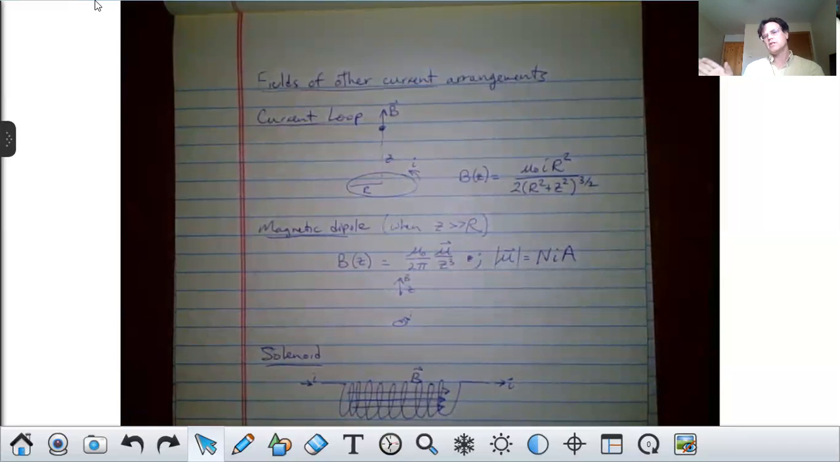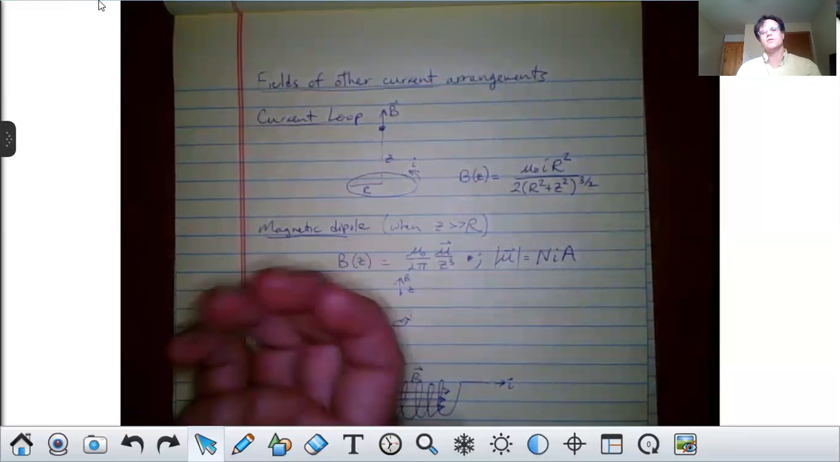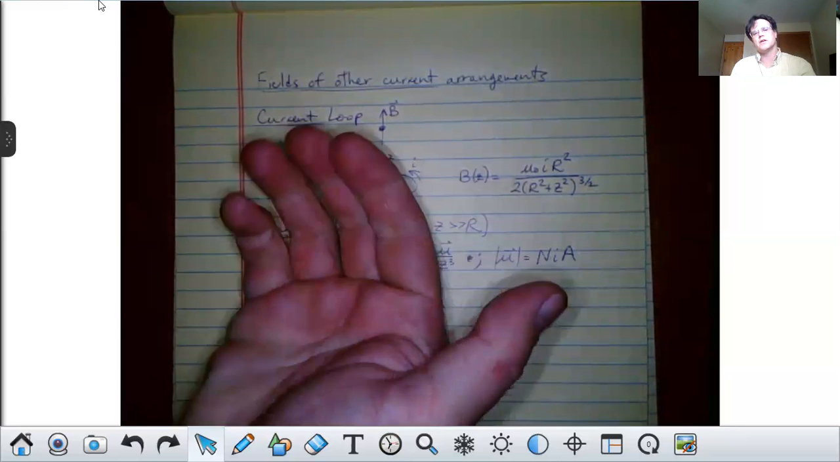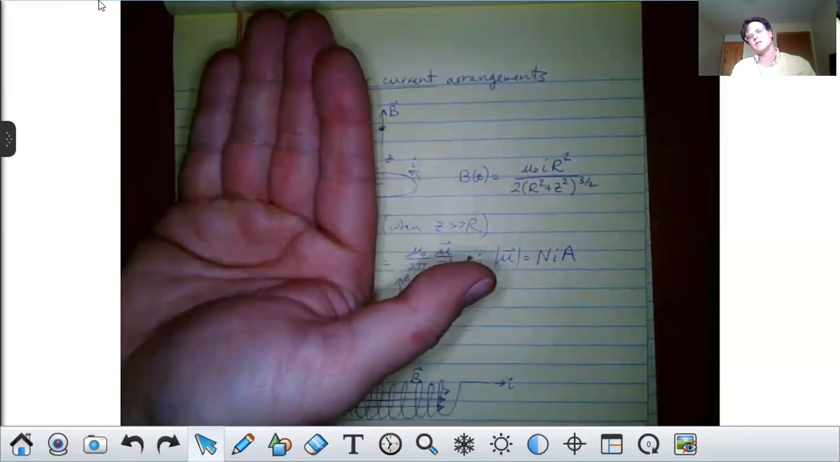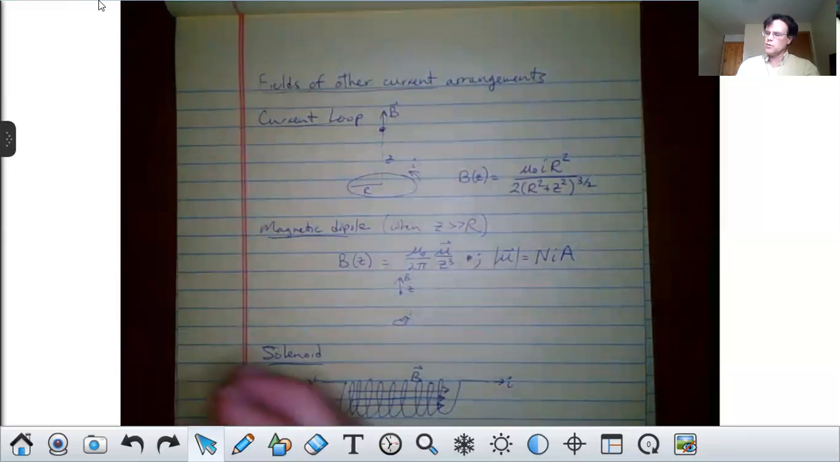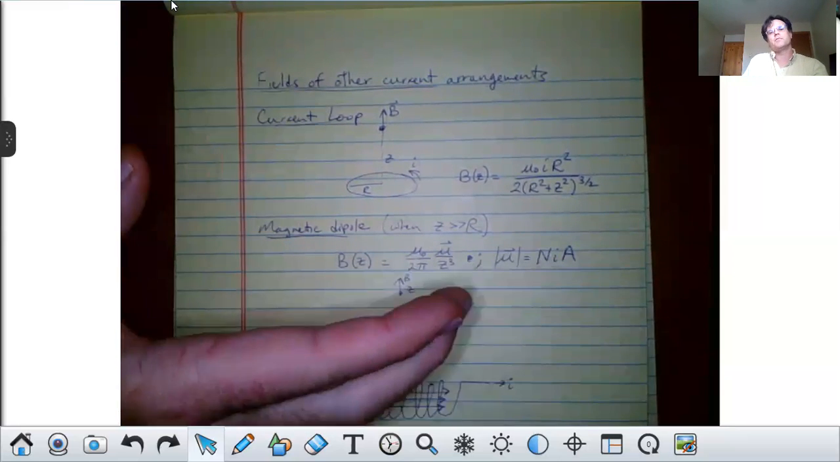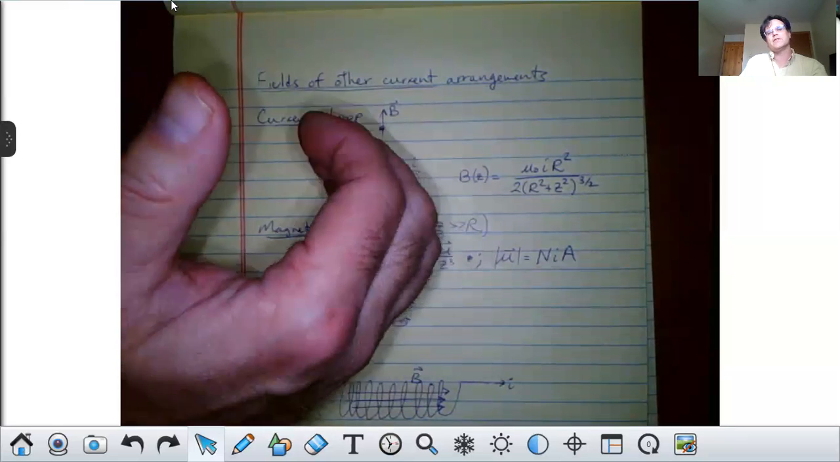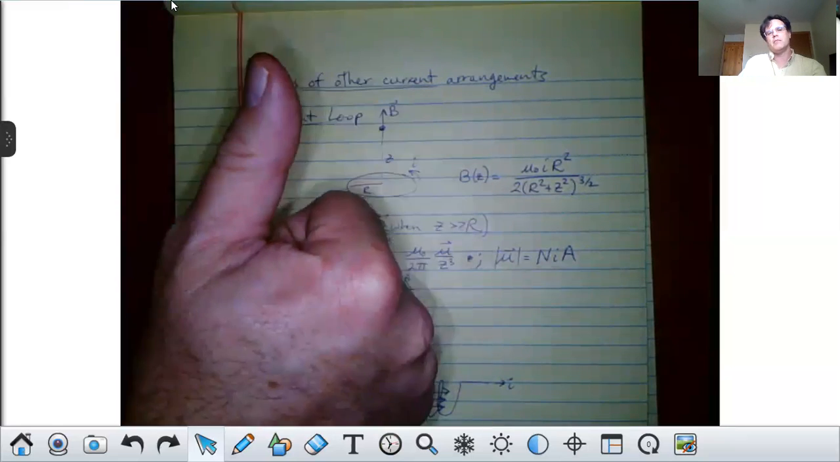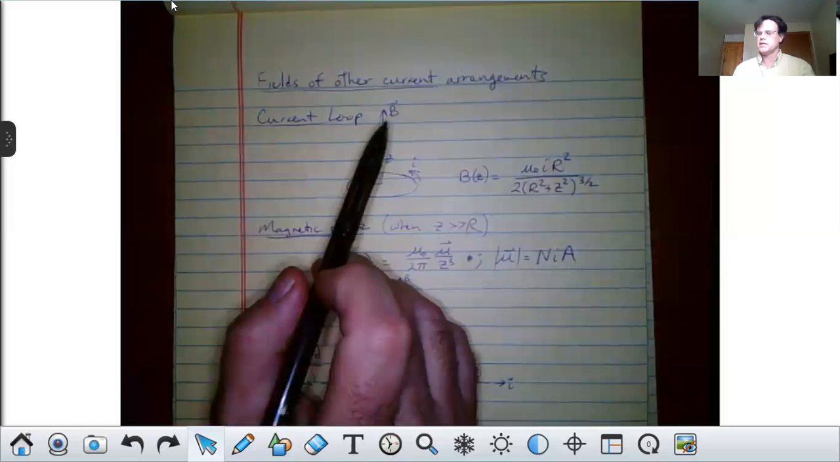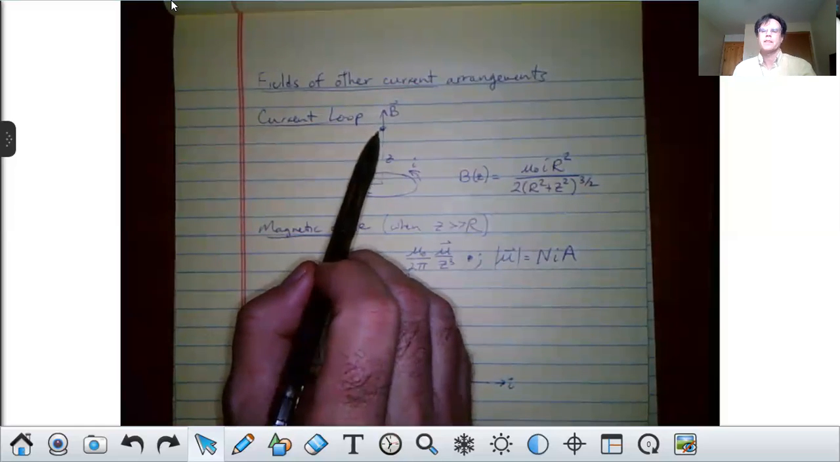Now, to get the direction in that case, you could use your right-hand rule, right? Your thumb is in the direction of the current, so maybe you can see your fingers are going to point up. Or you could do it kind of backwards. In this case, you can put your fingers the way the current goes, and you'll see your thumb points upward in the direction of the magnetic field.